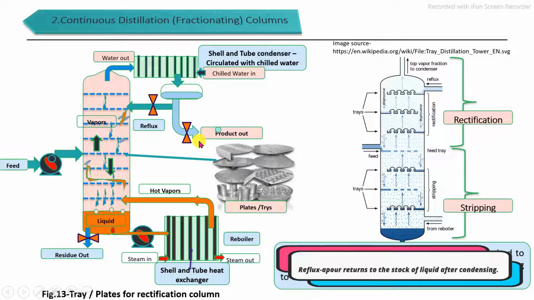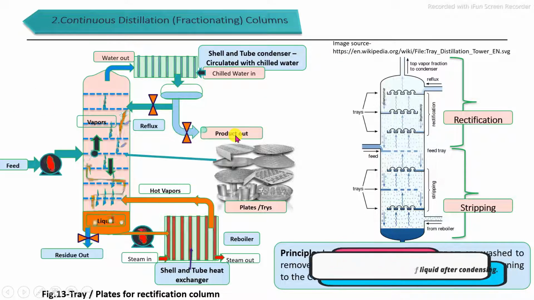The fractional distillation column is divided into two parts. Above the feed plate is called the rectification section, and below the feed plate is called the stripping section. At the bottom is the reboiler section, a heat exchanger, where the liquid is heated and circulated into this column. The vapors released are condensed in the condenser, and some part of the condensed liquid is returned into the column. It is called reflux, and some part of the condensed liquid is withdrawn as product.